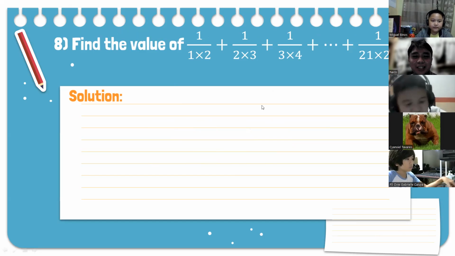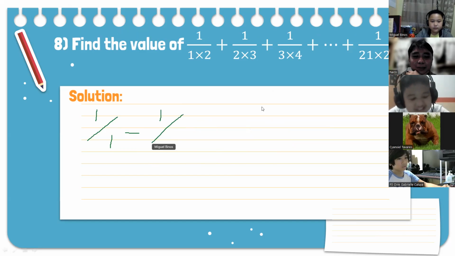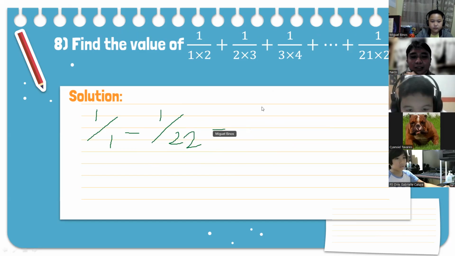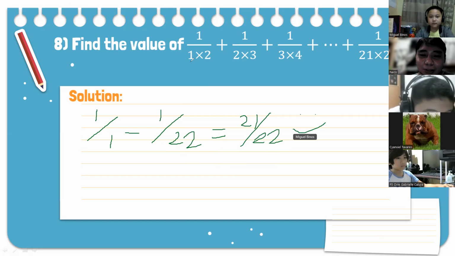Yeah, cancel everything. Oh, you're going to annotate. I see. 1 over 1 minus 1 over 22. Very good. Yeah, that's actually it. So 21 over 22. Okay, so the thing here is, of course, you should always look.